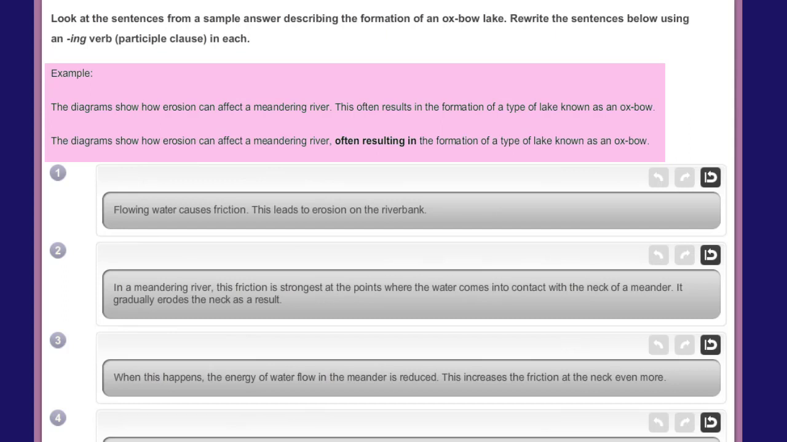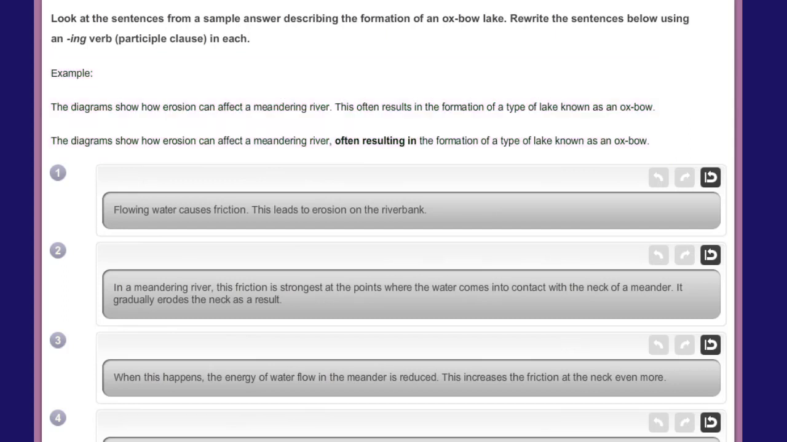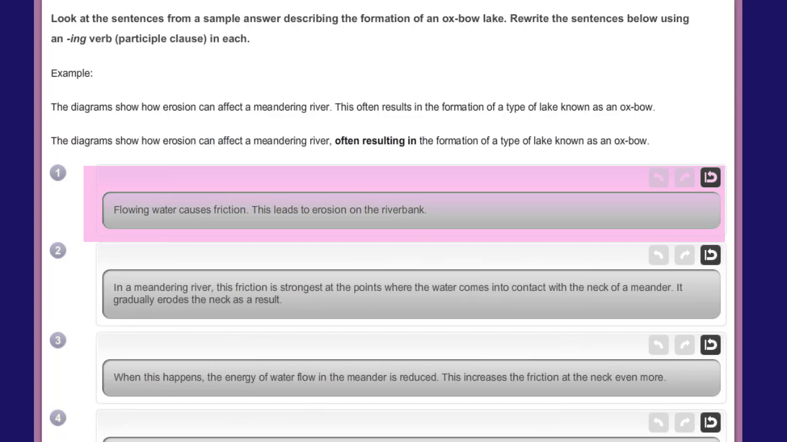Now we put these sentences together. The diagrams show how erosion can affect a meandering river, often resulting in the formation of a type of lake known as an oxbow. Alright, let's try to remake these sentences together. So the first one. Flowing water causes friction. This leads to erosion on the riverbank. So let's remake it together.